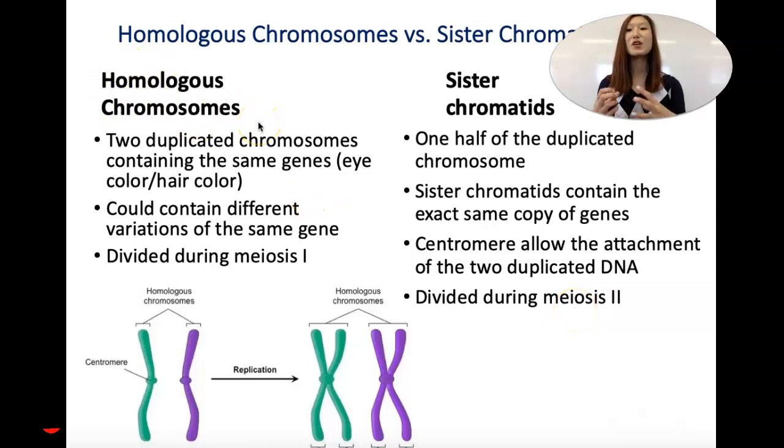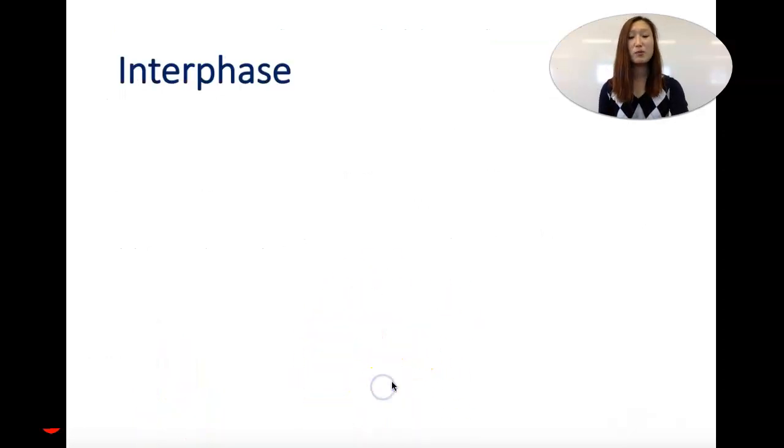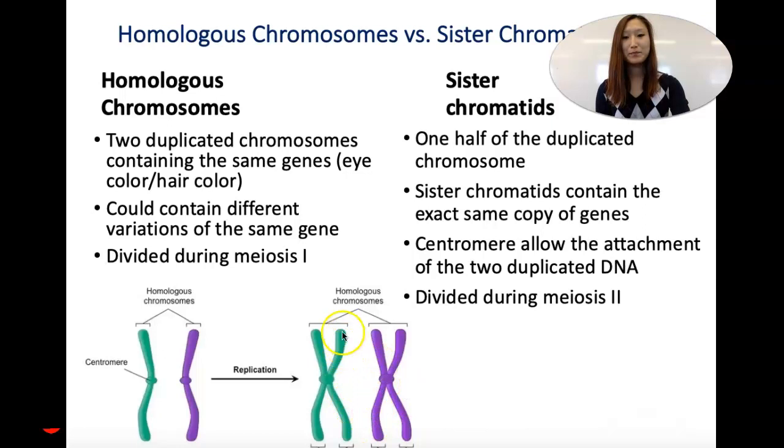And then we have something called homologous chromosomes, which is different from sister chromatids, and you need to understand the difference in order to understand how mitosis and meiosis work. So homologous chromosomes are 2 duplicated chromosomes that contain the same genes. And there are 2 separate chromosomes, but they could have different variations of the same genes. What does that mean? So what you see over here, we have a pair of homologous chromosomes that are unduplicated. Over here we have a pair of homologous chromosomes that is duplicated. This is 1 pair of homologous chromosomes.